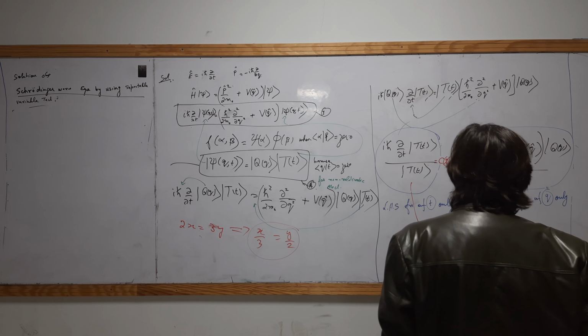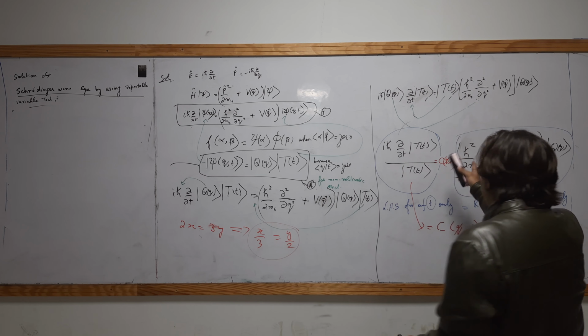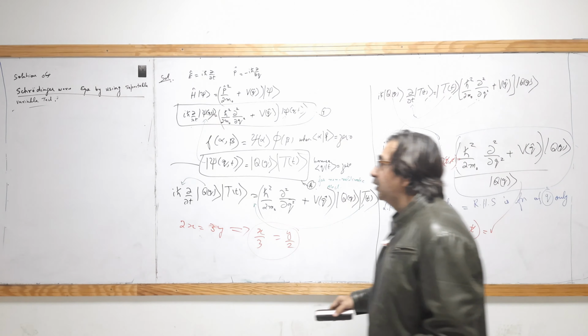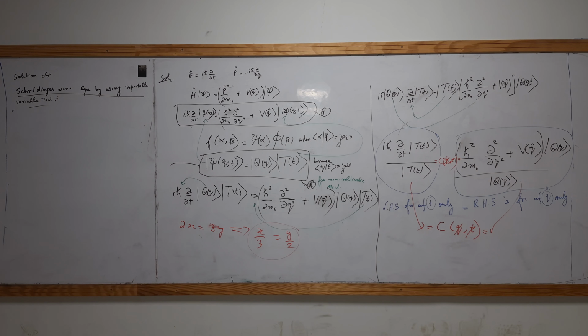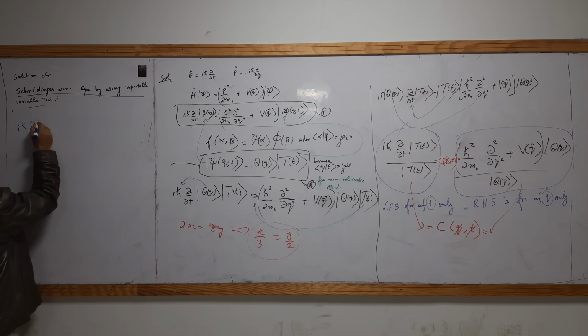Okay, so they become two equations. One is H cut curly, by t over t.